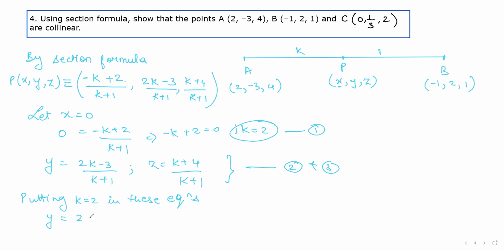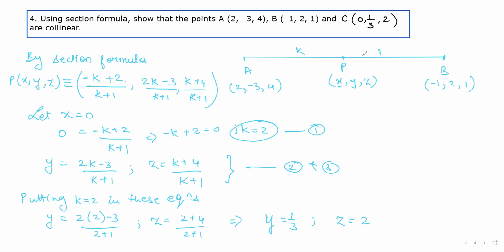Your y will be equal to (2 into 2 minus 3) upon (2 plus 1), and your z will be equal to (2 plus 4) upon (2 plus 1), which implies that y is equal to 4 minus 3, which is 1, upon 3, since 2 plus 1 is 3, so 1 by 3. And your z is equal to 2 plus 4, 6, upon 3, which is 2.